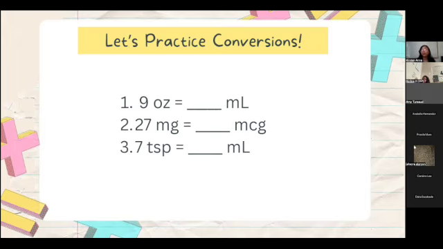Okay, so we'll do one together, and then two and three, I'm gonna have you guys just do on your own and then put the answers in the chat. So for number one, 9 ounces equals how many milliliters? Can someone just unmute themselves and tell me what's the conversion for ounces to milliliters?